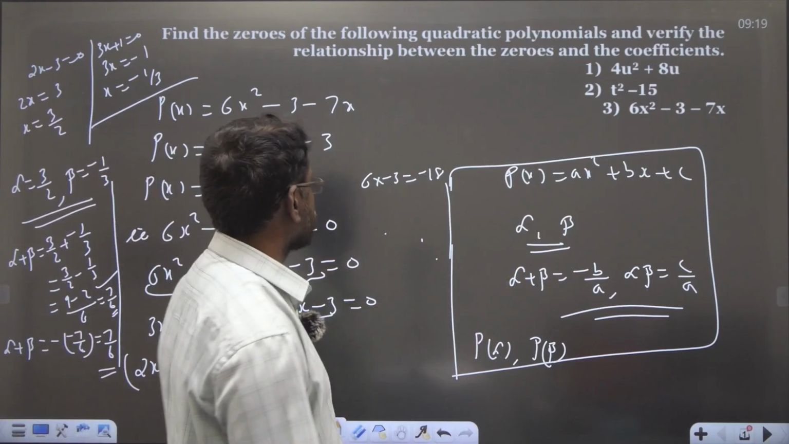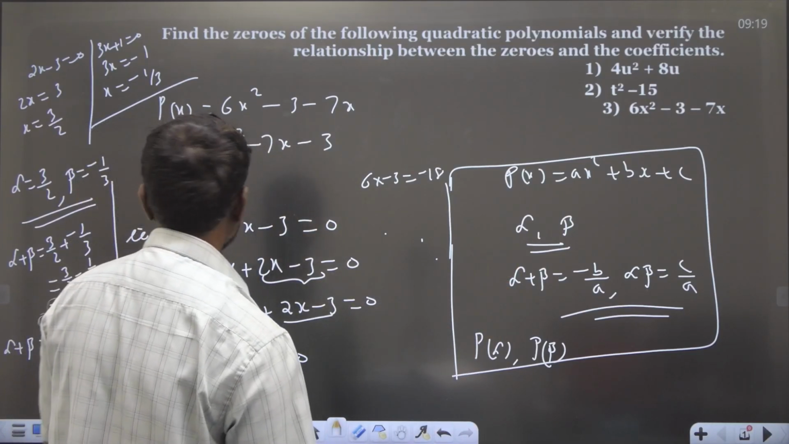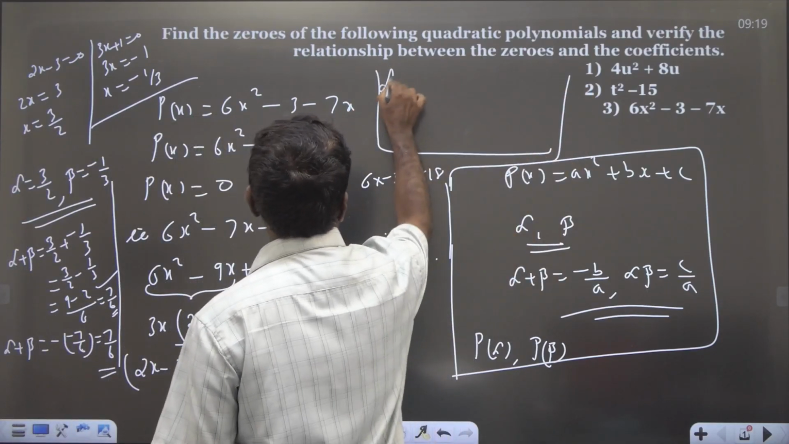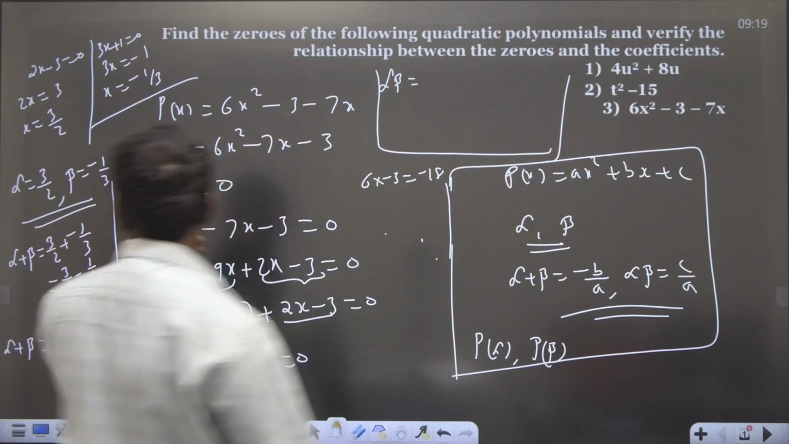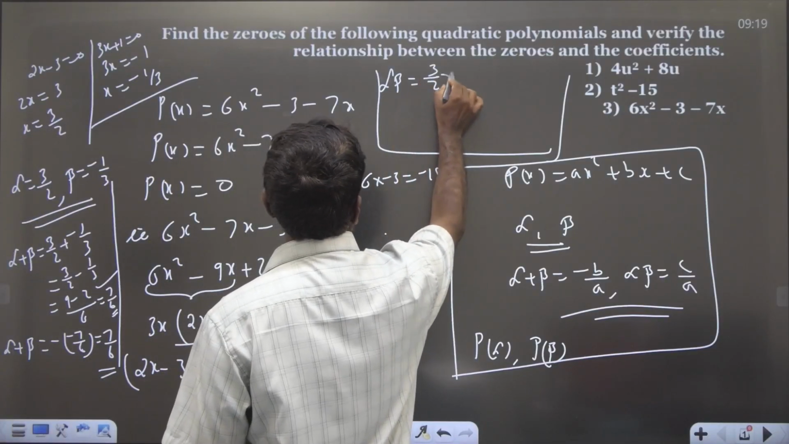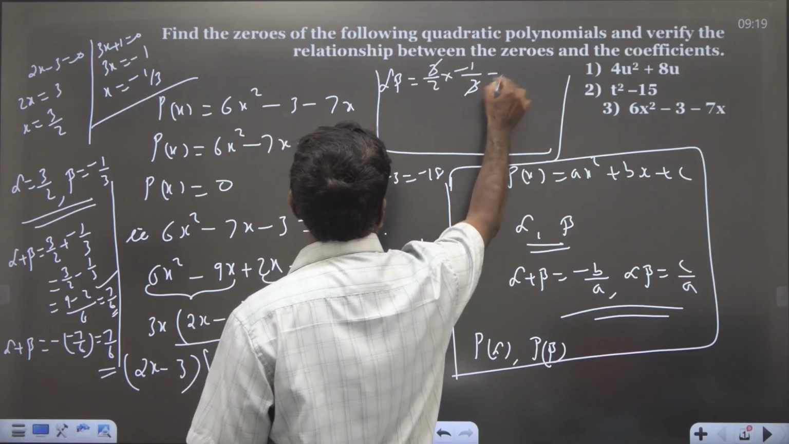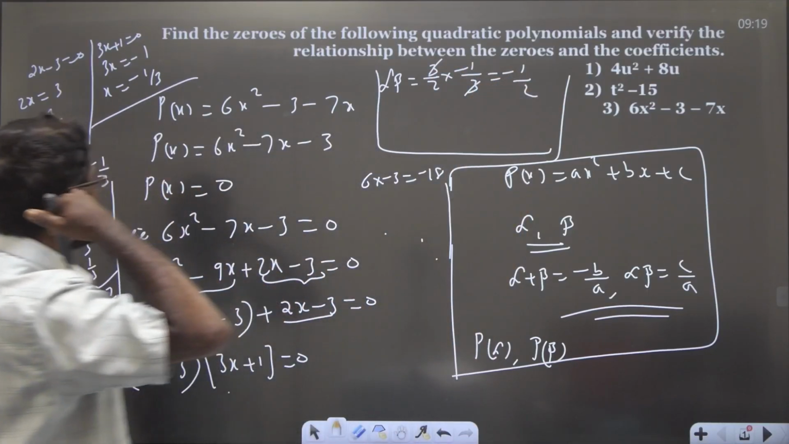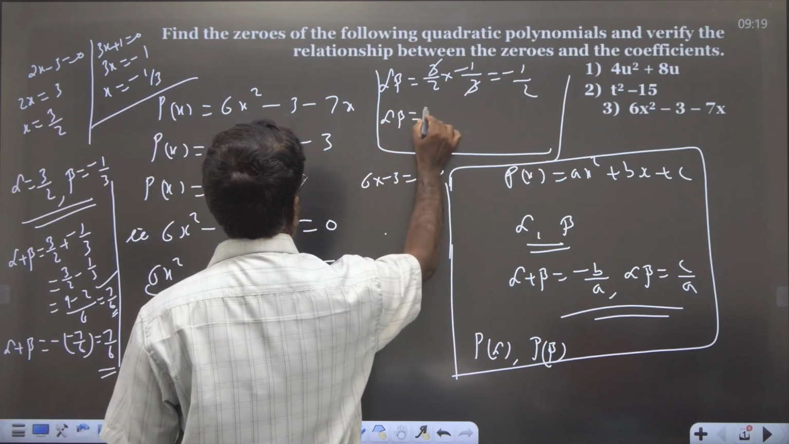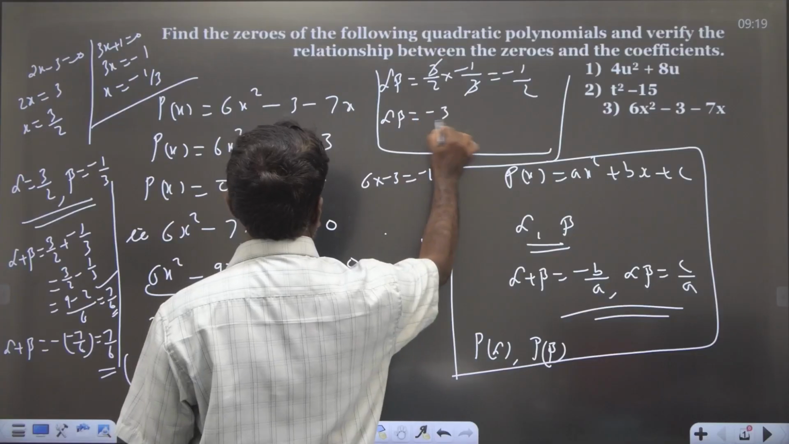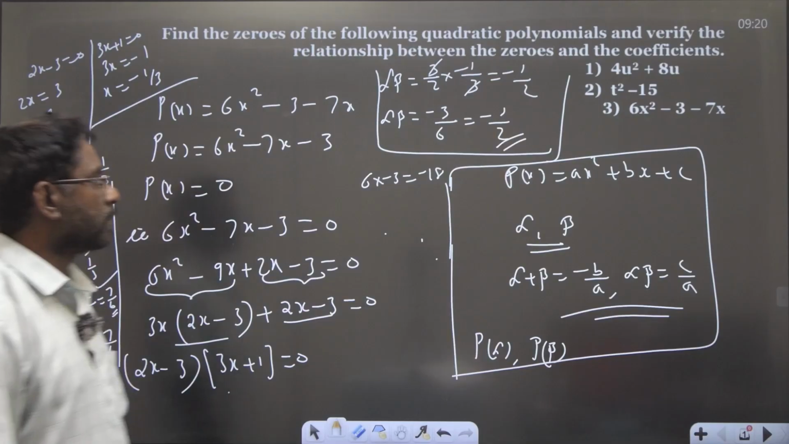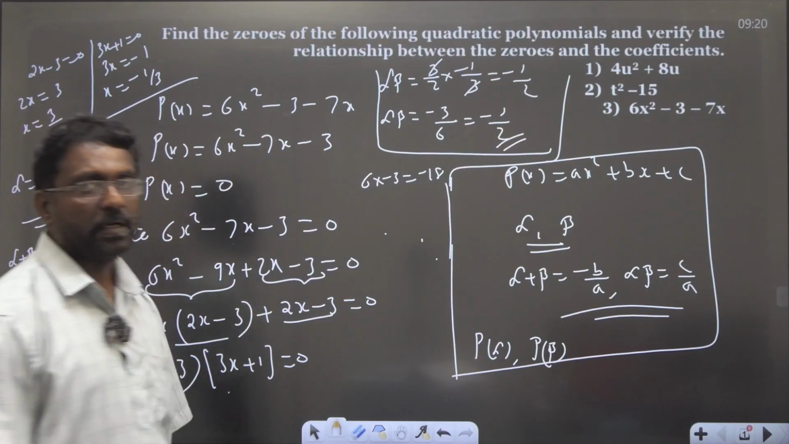Alpha plus beta is minus b by a. Similarly, what is the product? Alpha beta is 3 by 2 into minus 1 by 3, the 3 can be cancelled, so that is negative 1 by 2. Directly we can find alpha beta as c by a. C is minus 3, so minus 3 by 6, that is negative 1 by 2. Both are the same, so it is correct. This is the method.